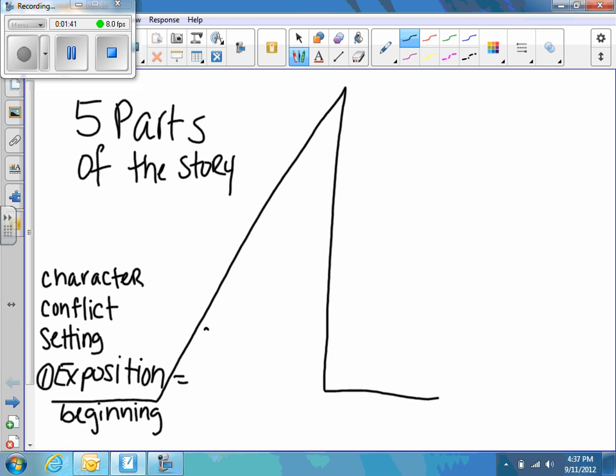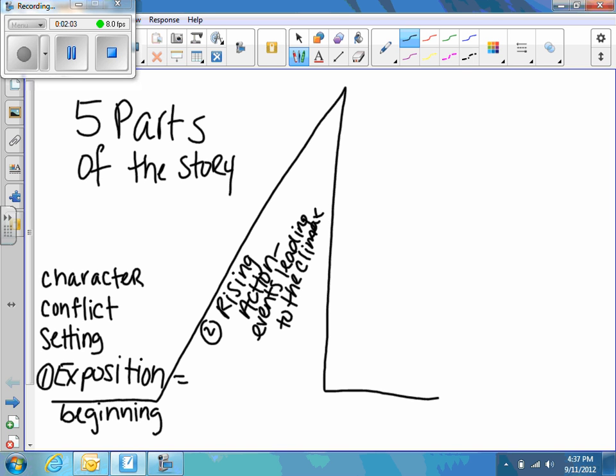The second part is called the rising action. Now the rising action is exactly like its title. It is all the events leading to the climax. Okay, and events. So that means it is plural. There's more than one event.